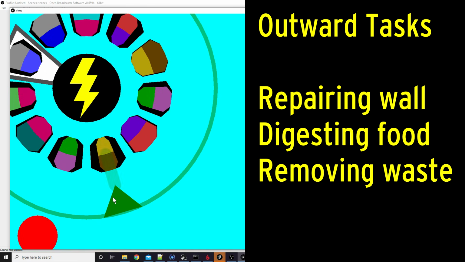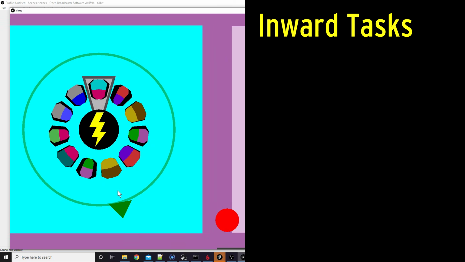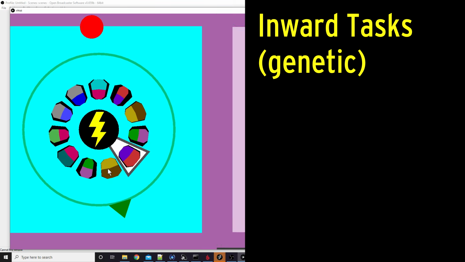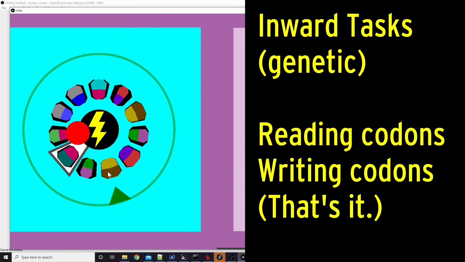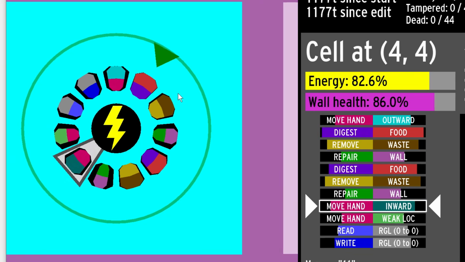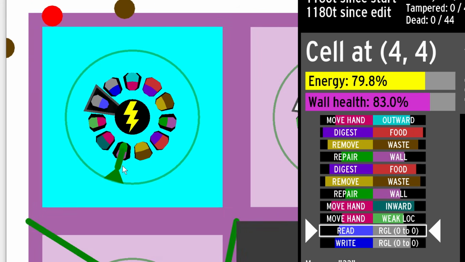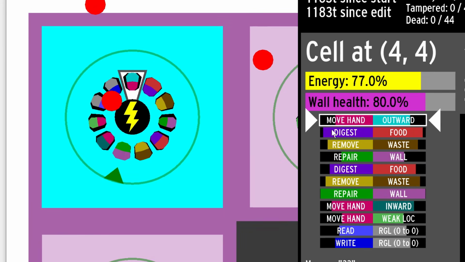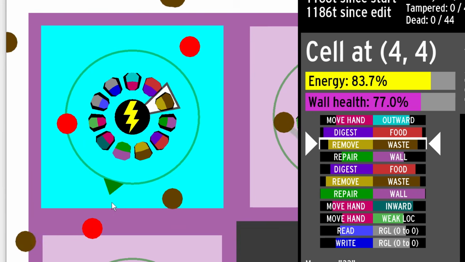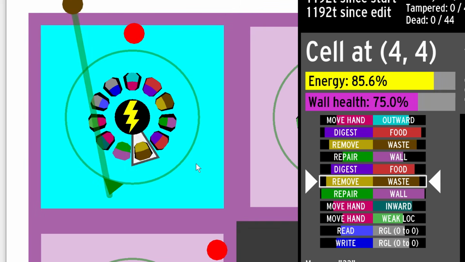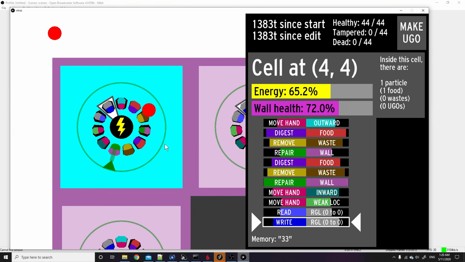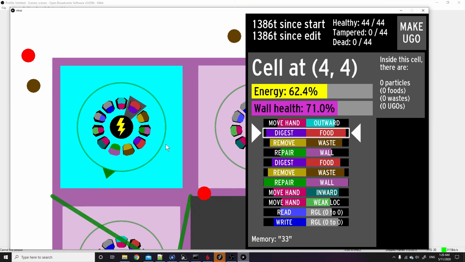When the hand is pointing inward, as it is right now, it's pointing towards the genetic material of the cell, so it can perform genetic tasks, such as reading and writing codons. Actually, those are the only two tasks. This is all important because if the hand is pointing in the wrong direction when the cell tries to commit an action, such as the hand pointing inward when the cell wants to digest food, then it won't be able to do it. So with that all being said, there should be one thing that's pretty self-explanatory.